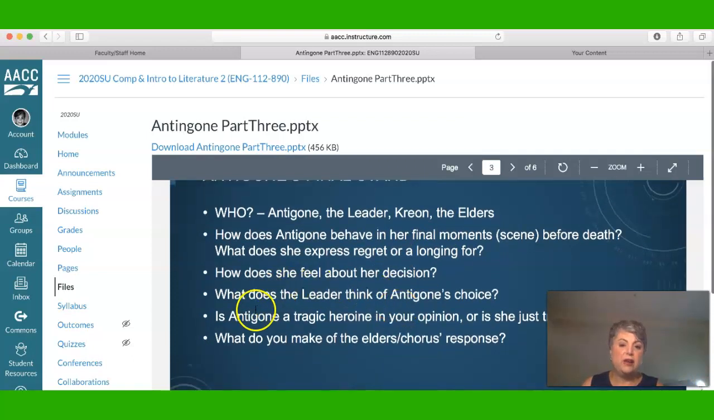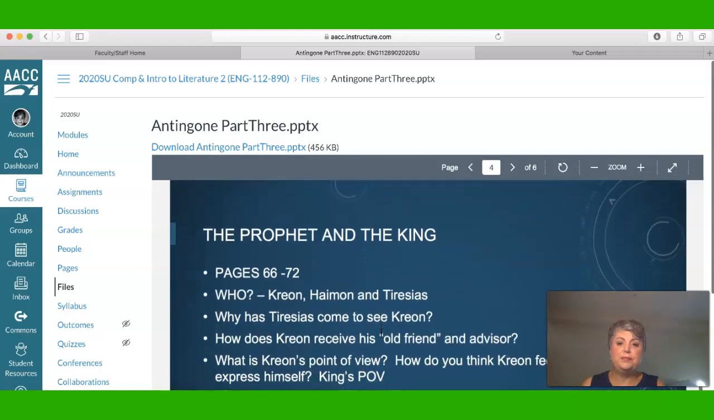And some questions I have for you is, what do you think of Antigone's choices? Is she a tragic heroine? Is she just tragic, right? Do you think that she's kind of got leadership qualities? Is she really a hero? Or maybe she's just being very stubborn and tragic in this moment. What do you think of Antigone?